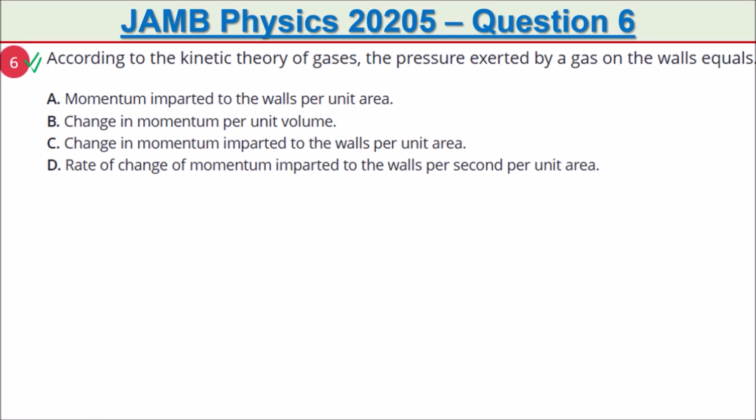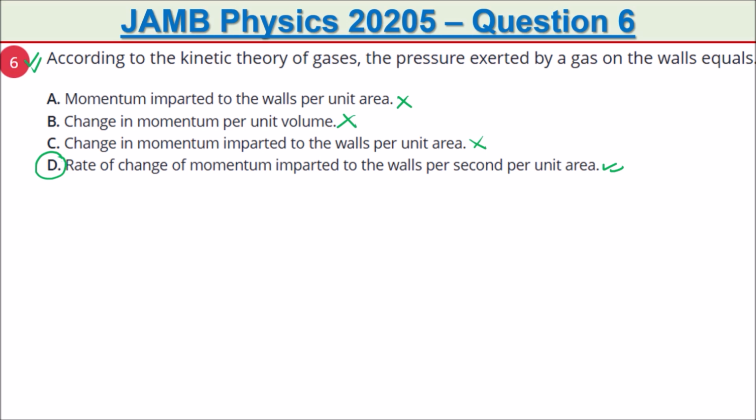According to the kinetic theory of gases, the pressure exerted by a gas on the walls equals. Item A says momentum imparted to the walls per unit area. This is wrong. B, change in momentum per unit volume. This is very wrong. C, change in momentum imparted to the walls per unit area. This is wrong. D, the rate of change of momentum imparted to the walls per second per unit area. This is the correct answer. So in other words, the examiner expected us to select D.